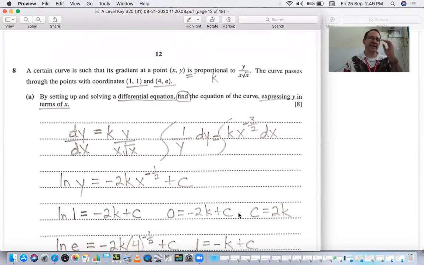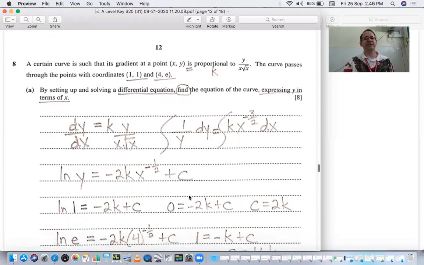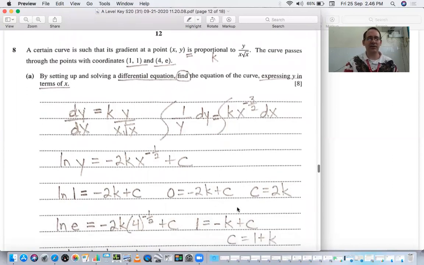Going on to question 8. A certain curve is such that its gradient at a point x, y is proportional, so don't forget your proportionality constant, to y divided by x root x. The curve passes through the points with coordinates 1, 1, and 4, e. By setting up and solving a differential equation, find the equation of the curve expressing y in terms of x.